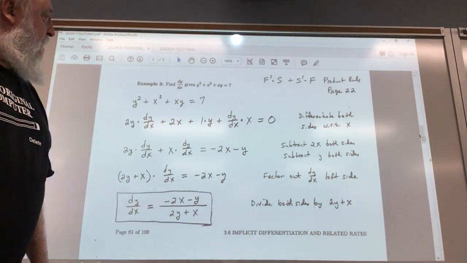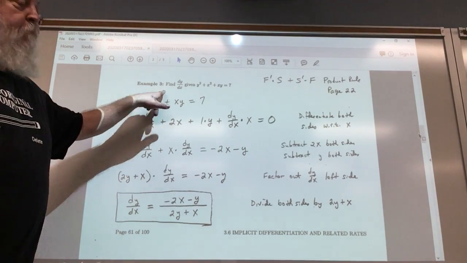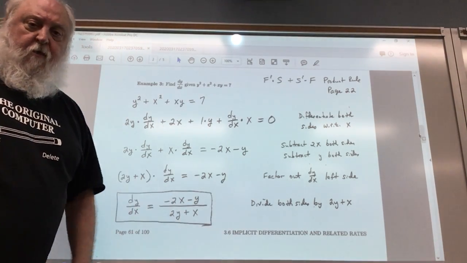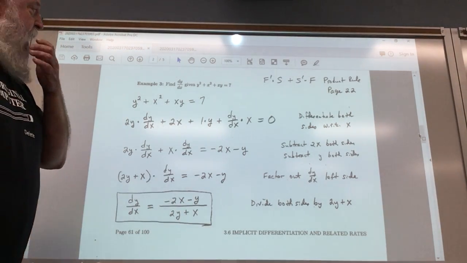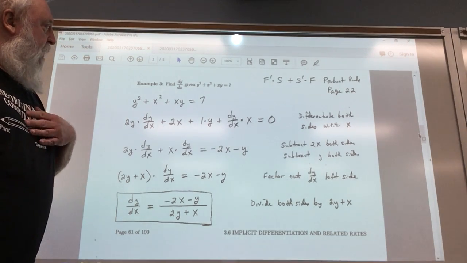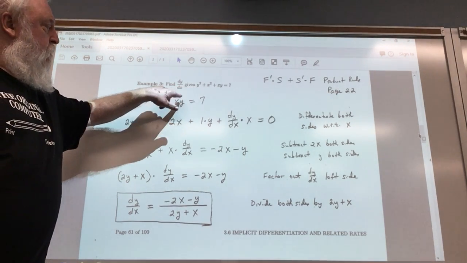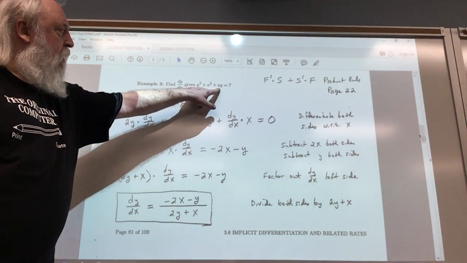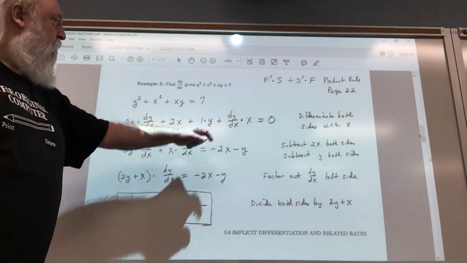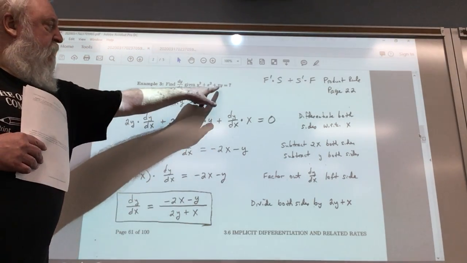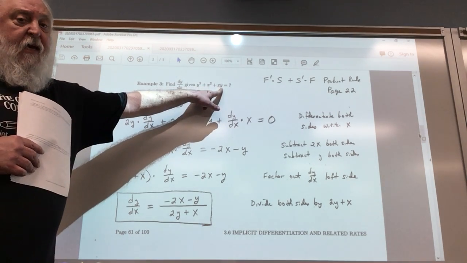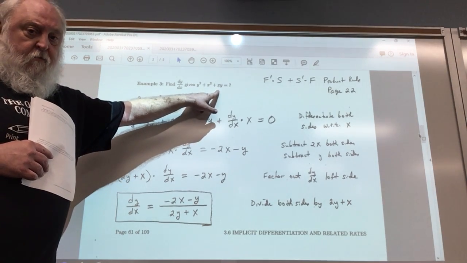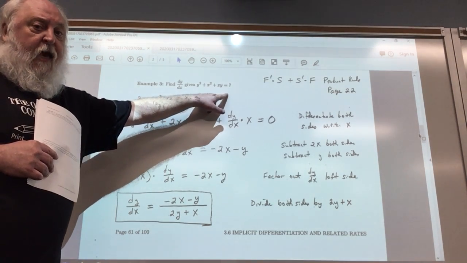Hi class, in this video we work example 3 in your note packet on implicit differentiation. It's section 3.6. The equation that we're going to differentiate via implicit differentiation is y squared plus x squared plus x times y is equal to 7. Now, in this equation, remember y is a function of x. So we have x times y, and so we have a product here, two functions of x and y.